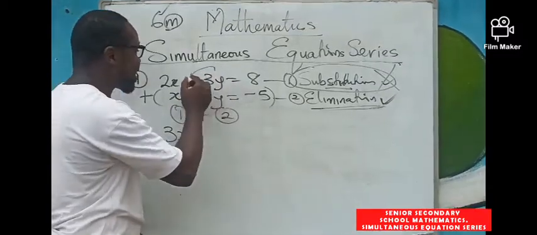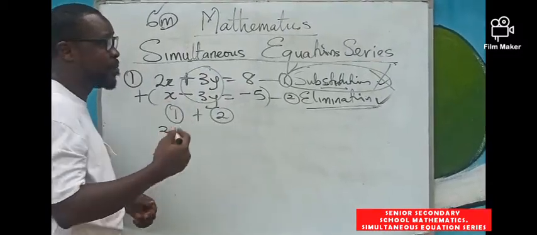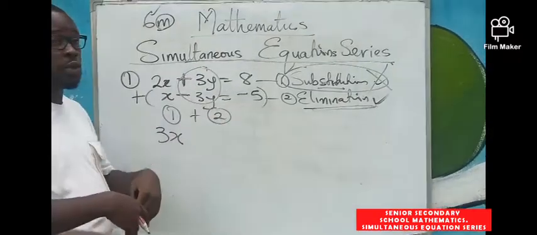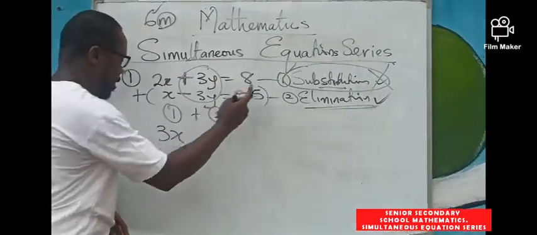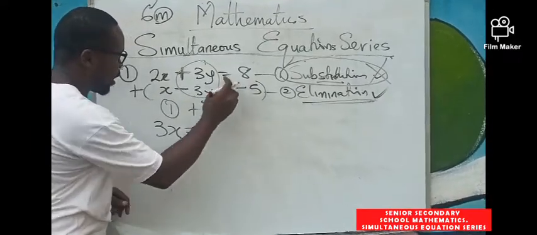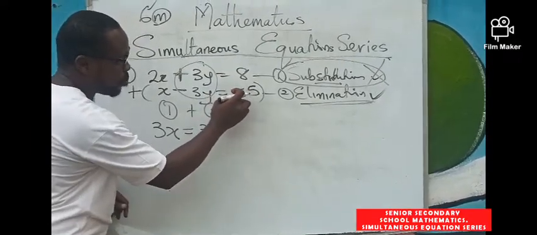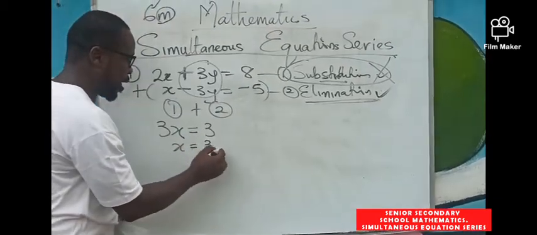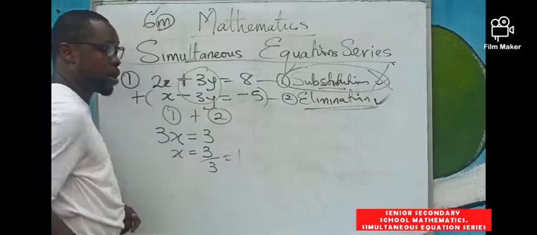So we've taken it out. Remember, we say elimination is trying to remove it. So plus 3 minus 3 gives us what? 0. This plus this gives us what? 3. That is 8 plus minus 5 gives us 3. Meaning that x is equal to 3 over 3, which gives us 1.